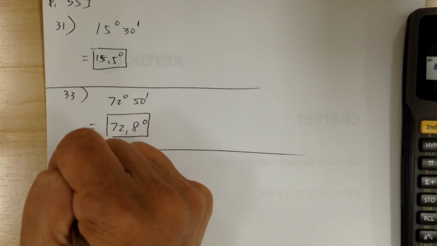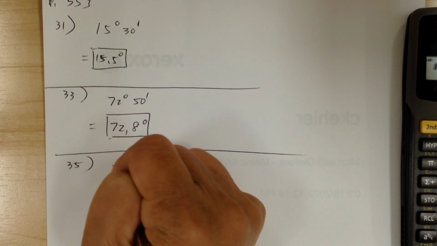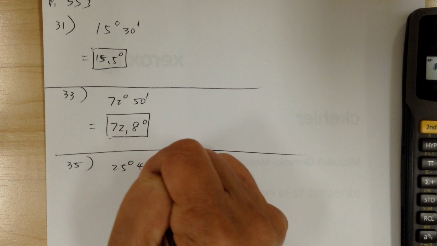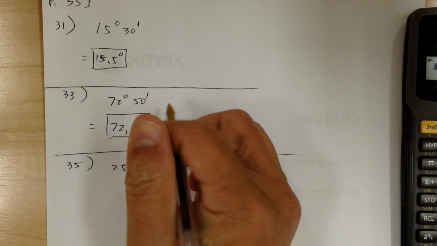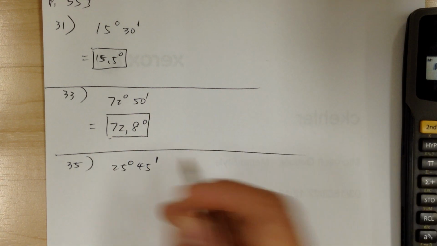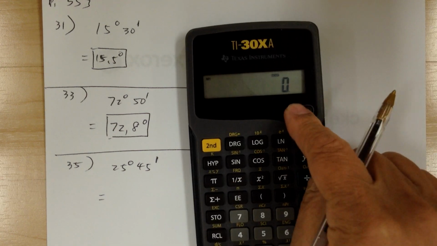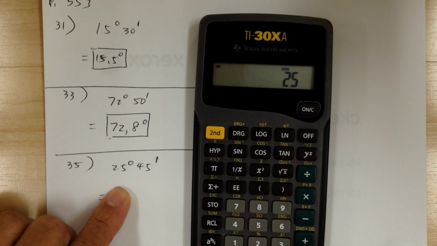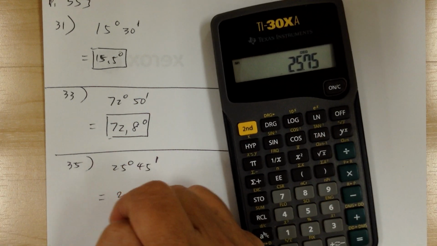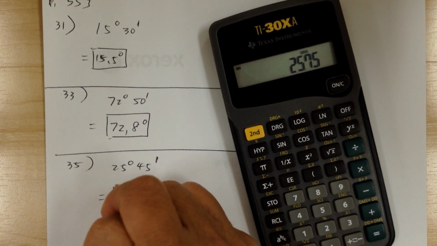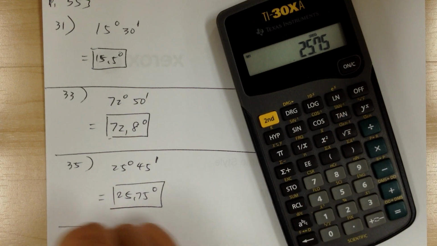Okay, number 35. This is going backwards. So 25 degrees, 45 minutes. This is to the nearest hundredth. You can do the same thing. 25.45, convert to decimal degrees. So this would be 25.75 degrees. So it's a lot easier if you use a calculator.